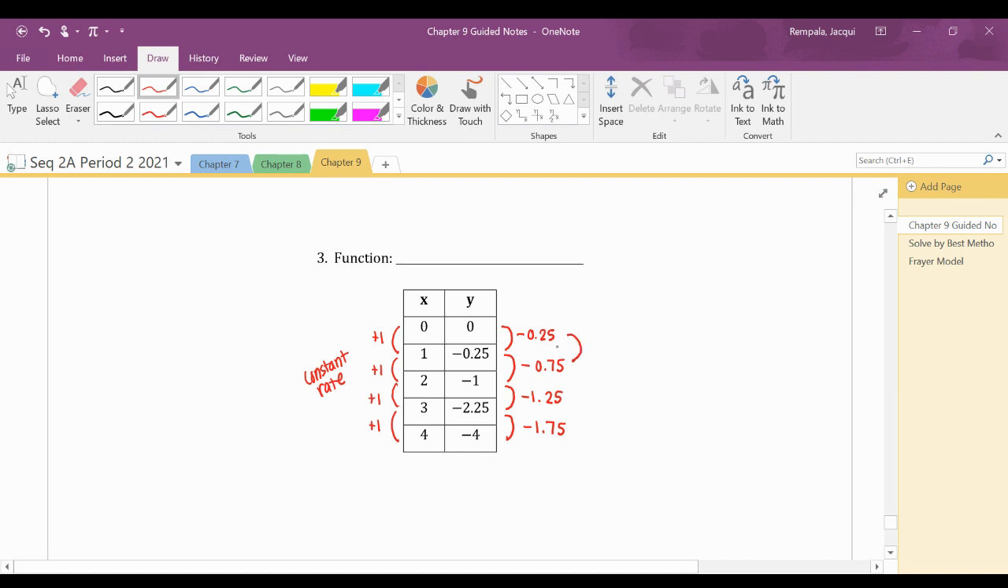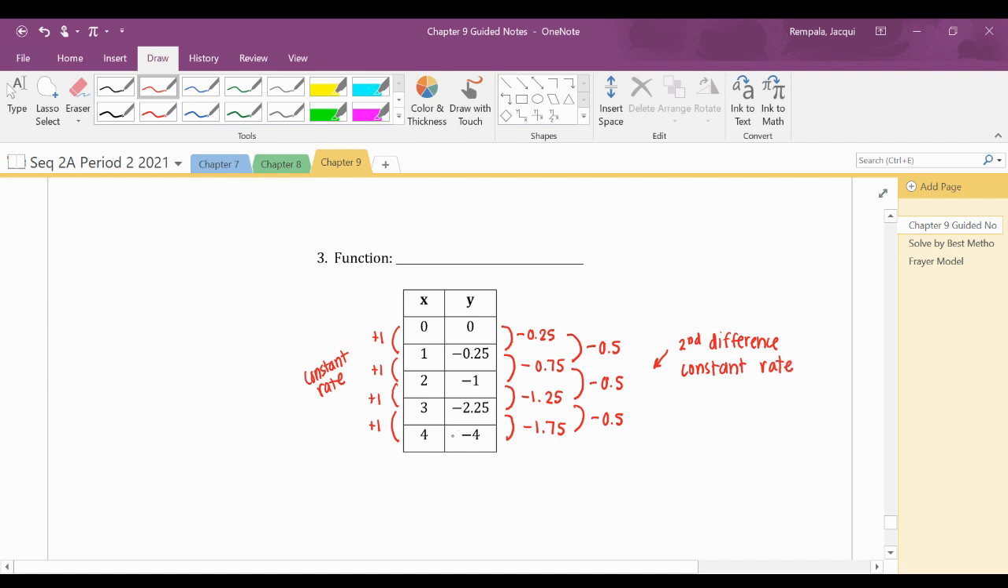However, if I look, the difference between 0.25 and 0.75 is a difference of 0.5. To go from 0.75 to 1.25, that's another difference of 0.5. To go from 1.25 to 1.75, it's another difference of 0.5. So it didn't take the first differences of subtracting to be at that constant rate. It took the second difference to be at a constant rate.